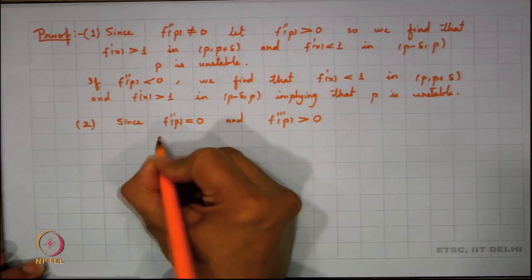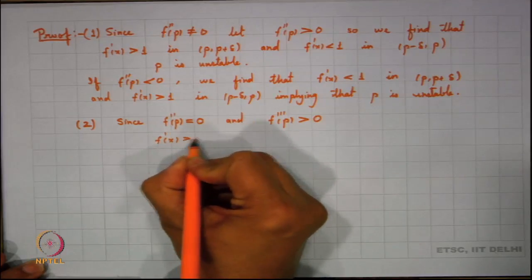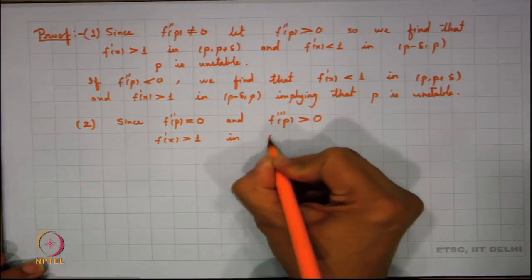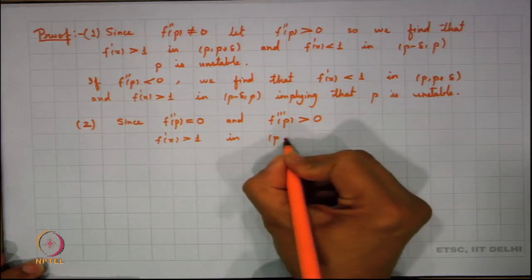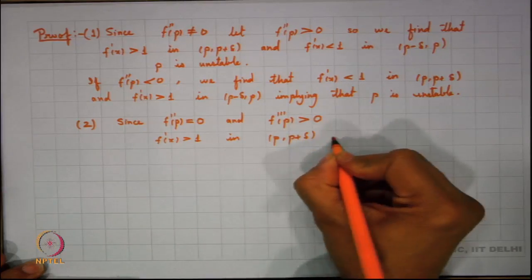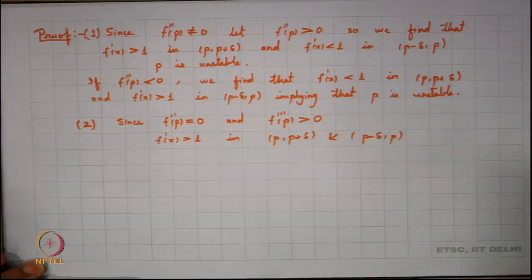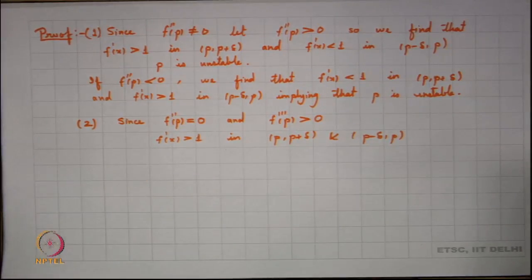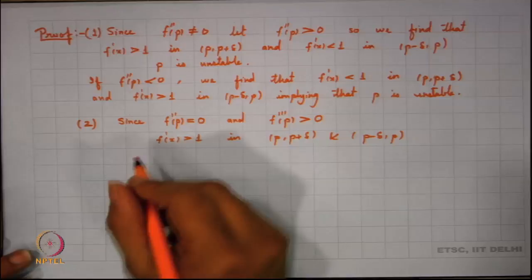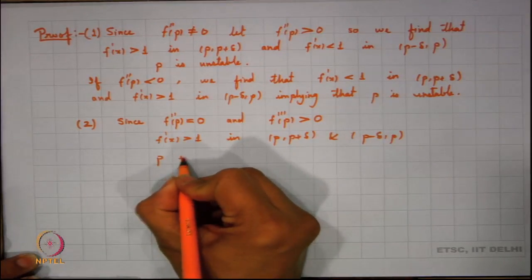So, this implies that f prime of x is greater than 1 in both these intervals, p plus delta and p minus delta. Since this is greater than 1, we can easily use our previous observation to say that in that particular case p is a source.